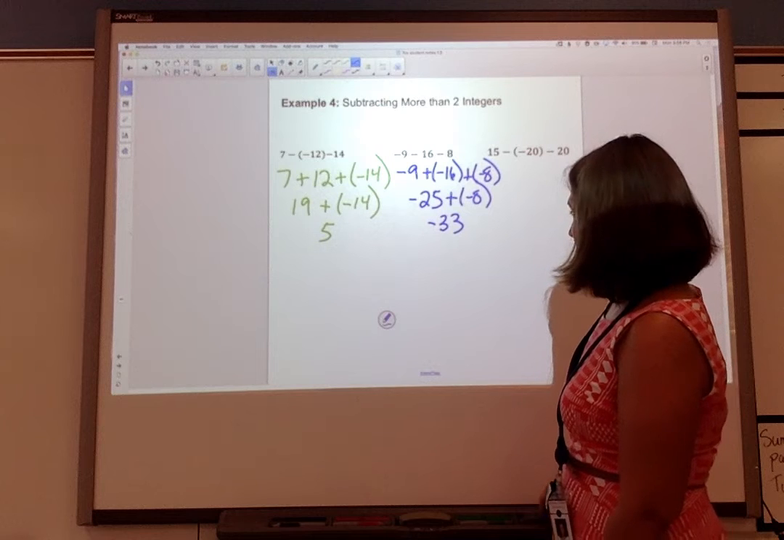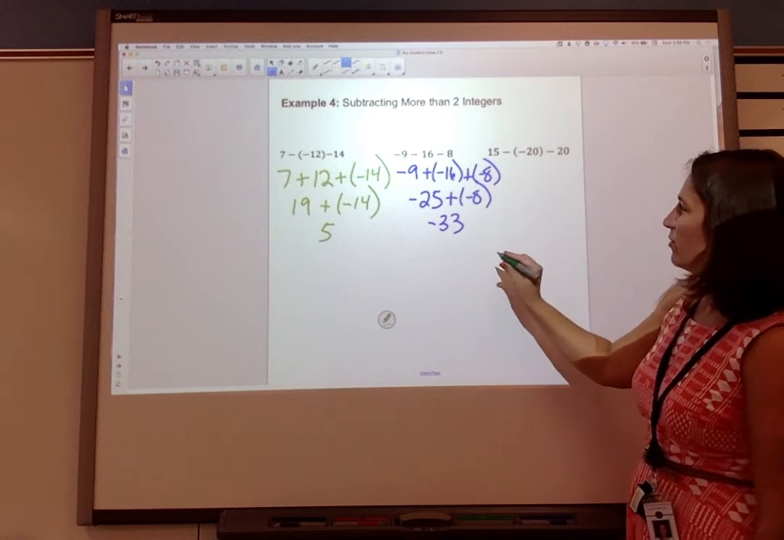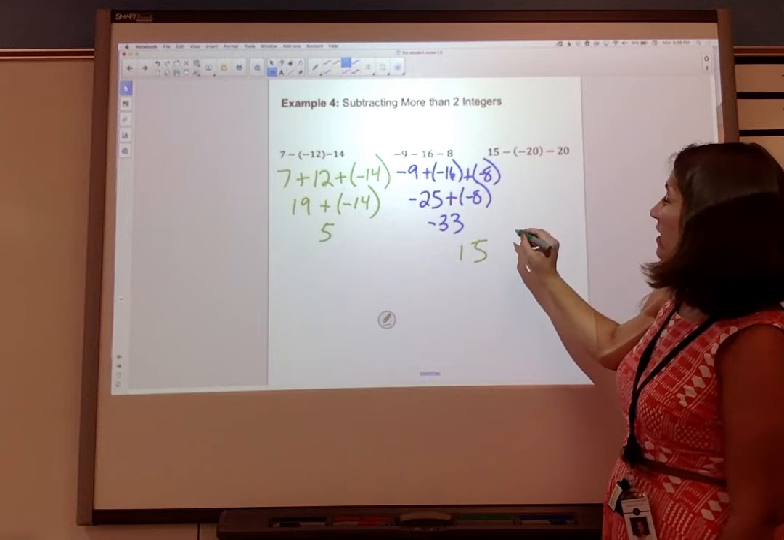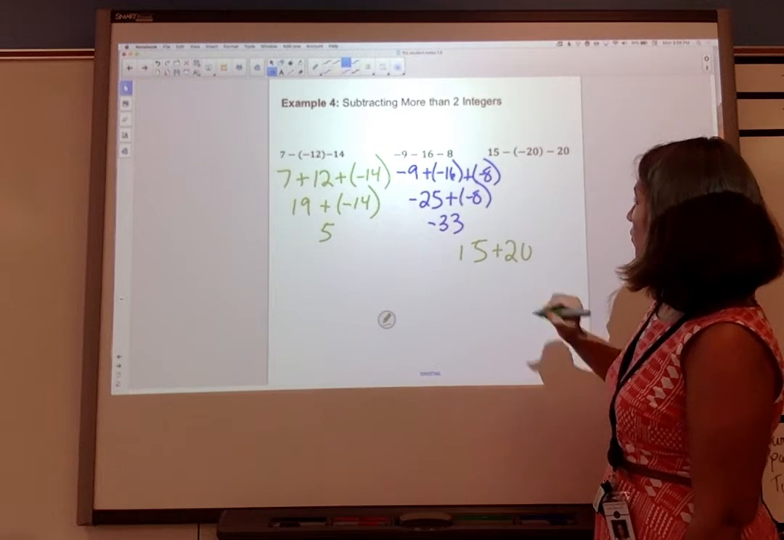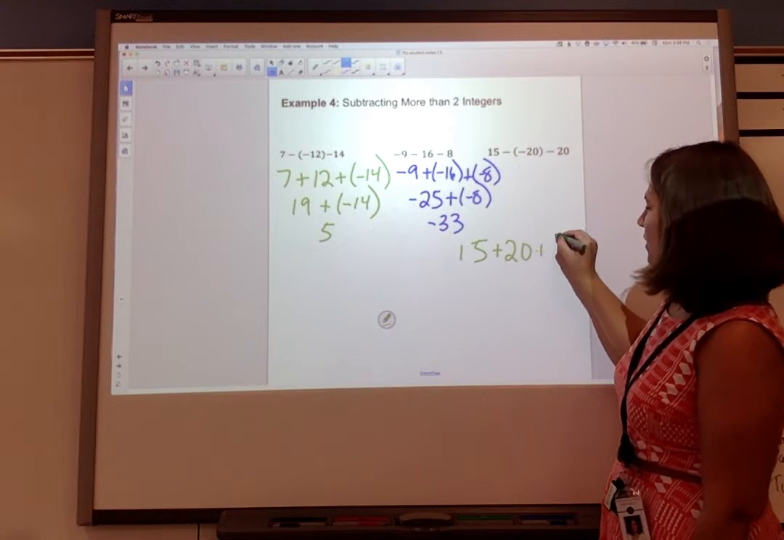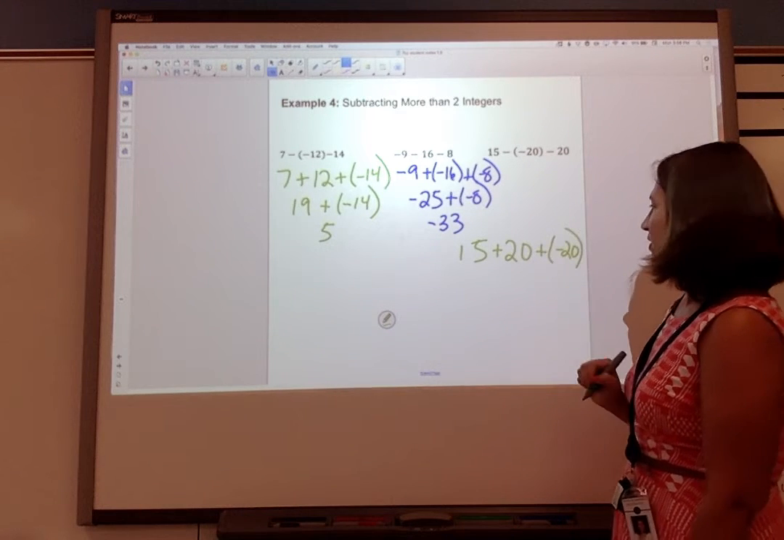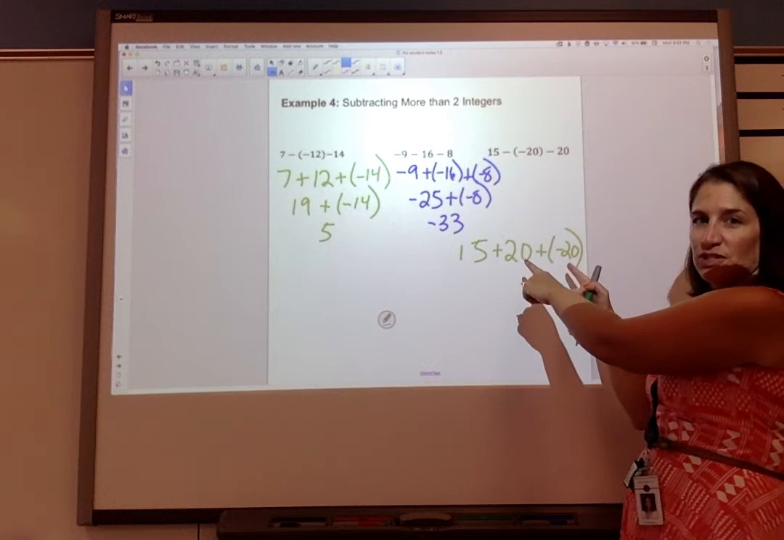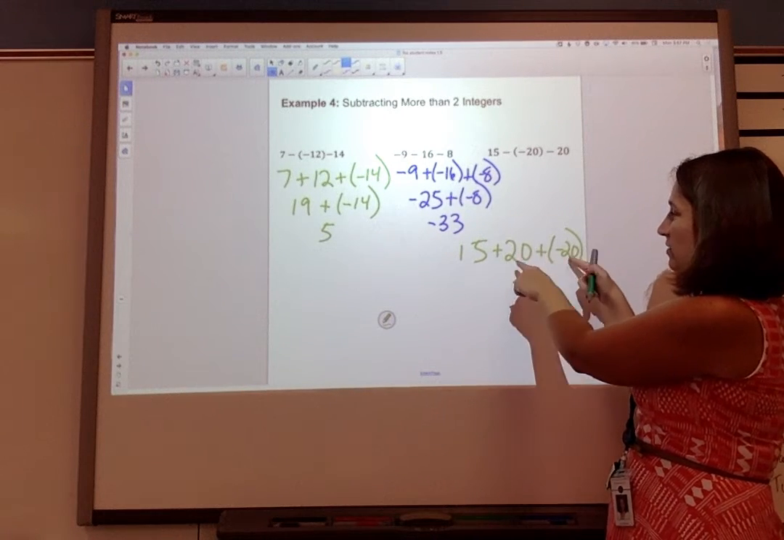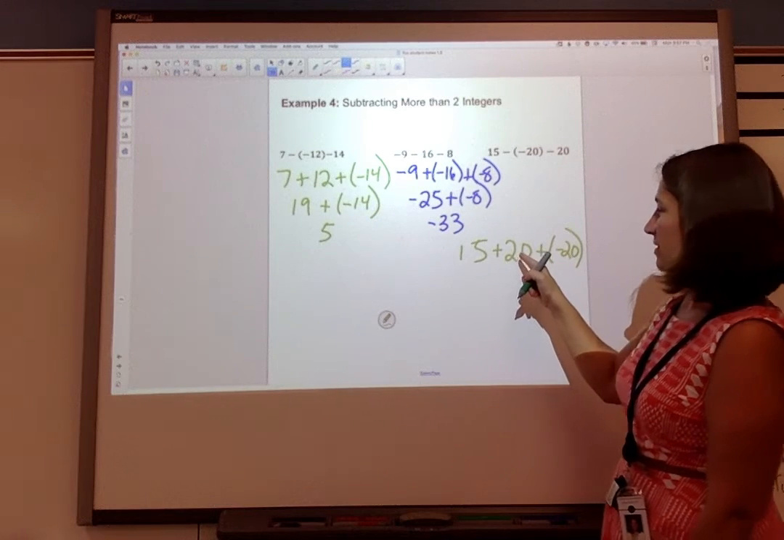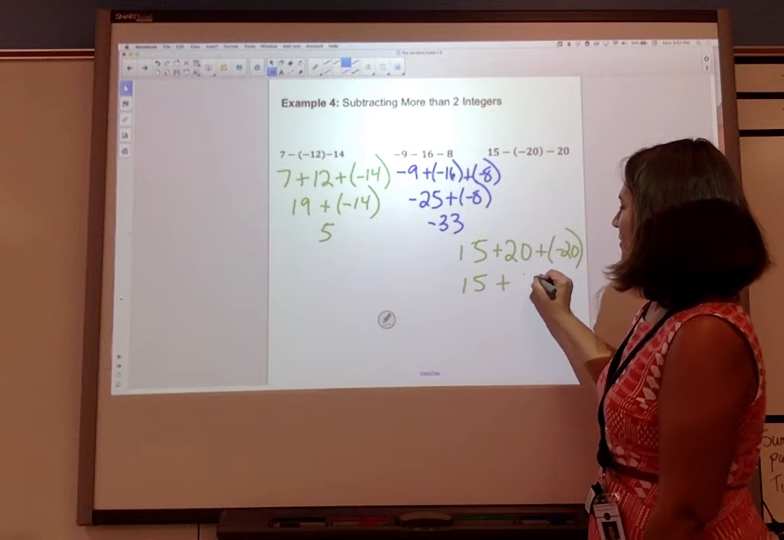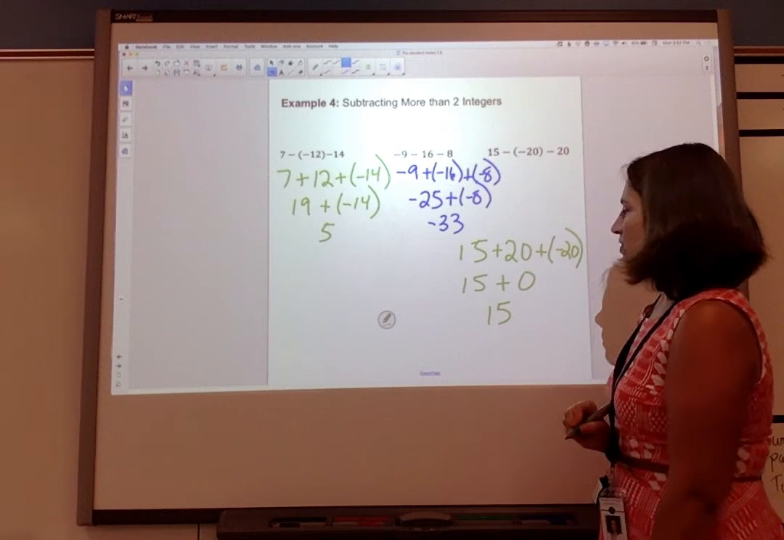And then let's do this last one. I'll do it down here because I'm running out of room. 15, instead of minus negative 20, plus 20. Instead of minus 20, plus negative 20. Since addition is commutative, we can do this in any order we want. It would make sense to add these two numbers first because they're additive inverses. So now we have 15 plus 0, which is 15.